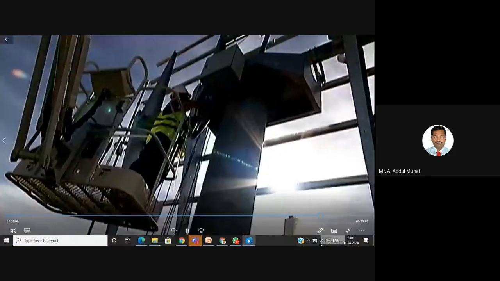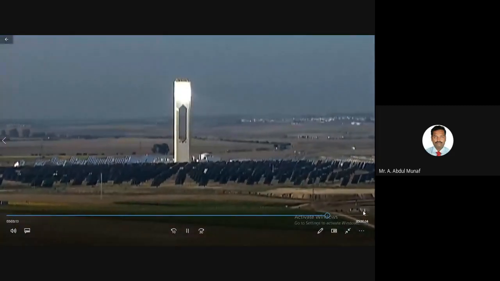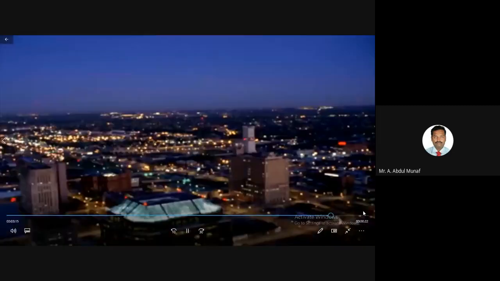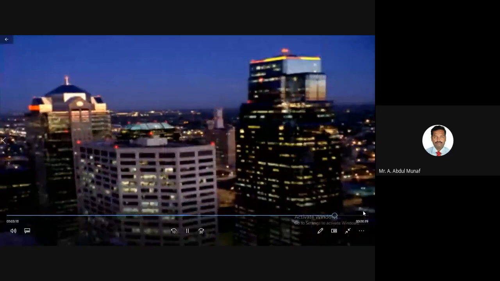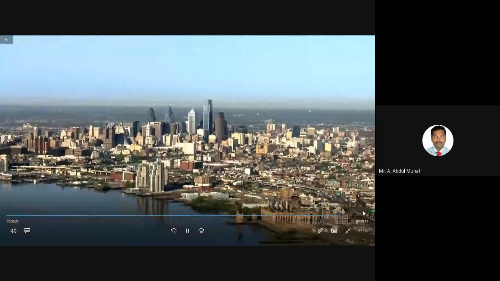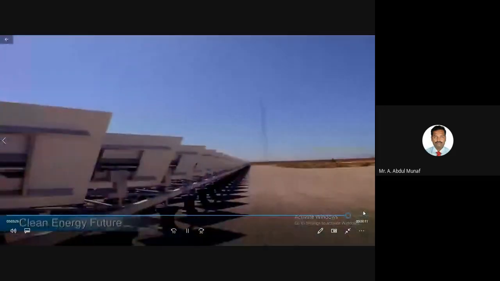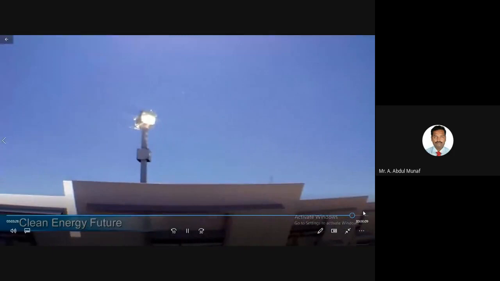Today, innovation continues to drive down costs and boost efficiency so power towers can supply utility-scale power, providing dependable, clean electricity to homes, businesses, and communities. Power towers reflect America's shift to a prosperous, clean energy future.